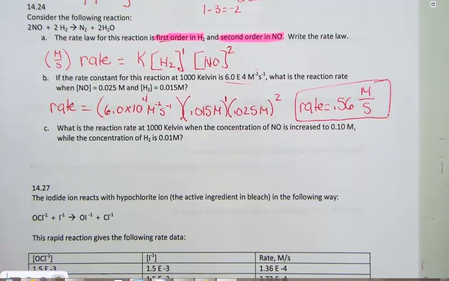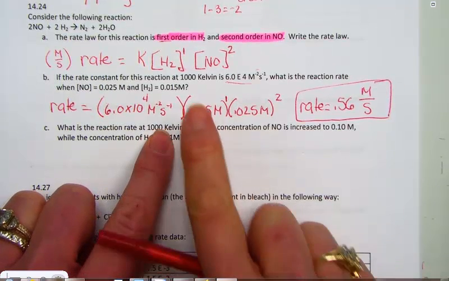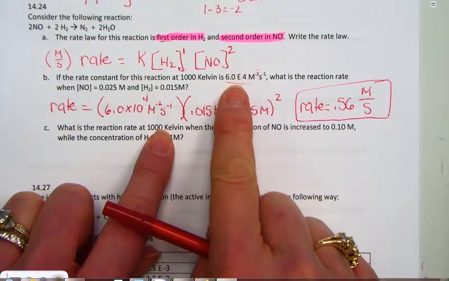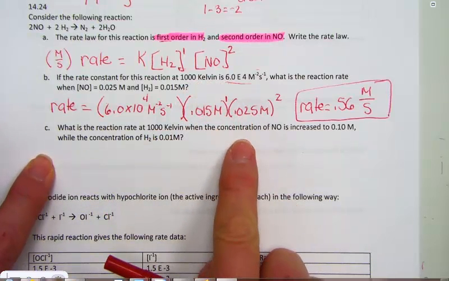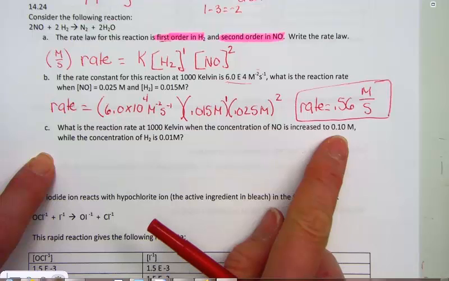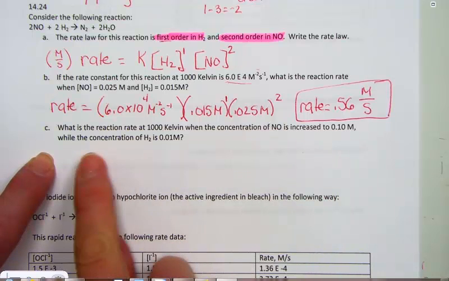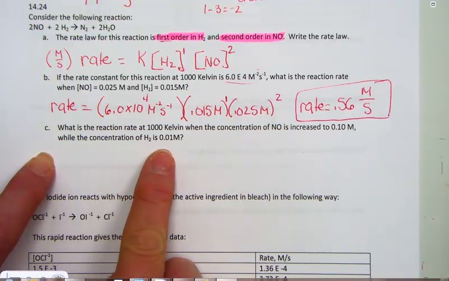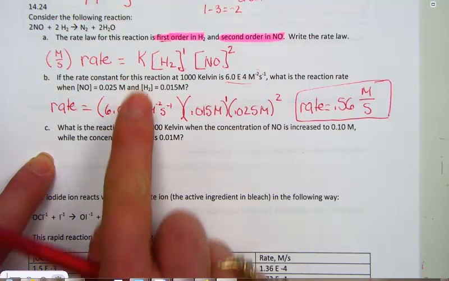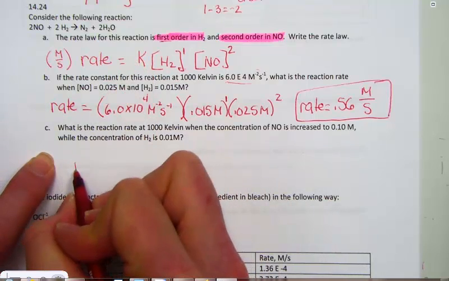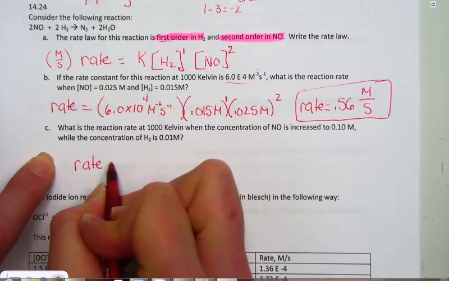What is the rate of the reaction at the same temperature? It's written there to let us know that the same temperature means that we have the same rate constant. When the concentration of NO is increased to 0.1, while the concentration of hydrogen is 0.01. So again, it's a matter of just plug and chug. We know the rate law, so we're solving for rate.